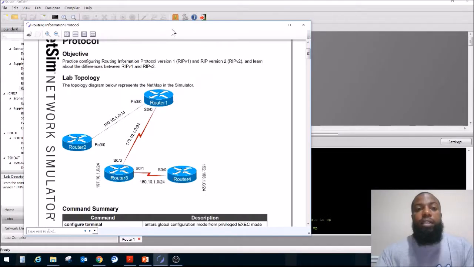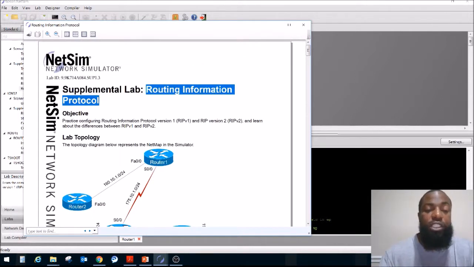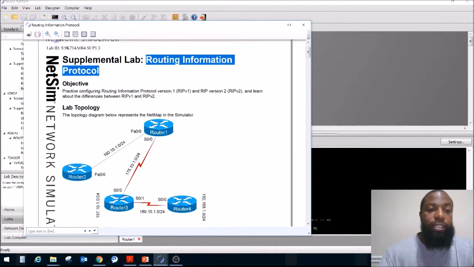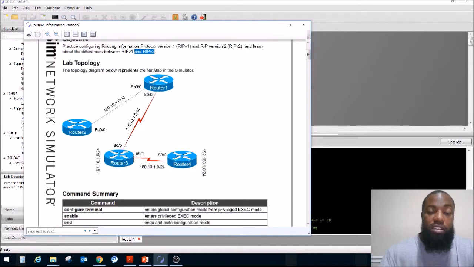Lab every day. All right, so this is the lab that we're working with today. It's a supplemental lab in Boson NetSim. This is the older version, I believe it's version 10. Can't remember. But anyways, this is the objective. We're going to practice configuring RIP version 1 and version 2 and learn about the differences between them. Here's our topology right here.